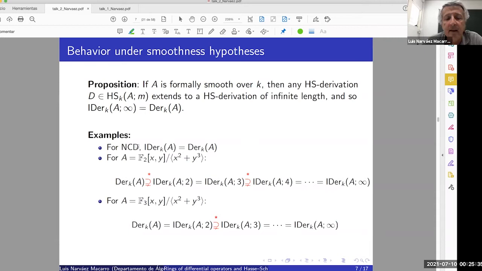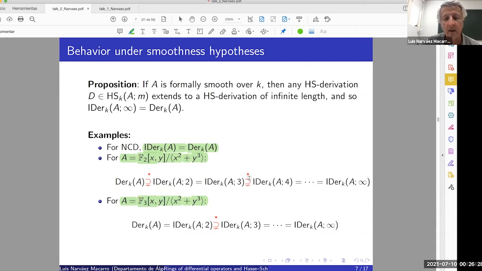For instance, for normal crossing divisors, what does a normal crossing divisor mean? Let's say you take the quotient of the polynomial ring k[x1, ..., xm] divided by the product of some variables. So this is, for the moment, the meaning of normal crossing divisors in that case. It is not formally smooth, but you have this property: all the derivations are infinitely integrable, actually. And these are some toy examples here for the cusp in characteristic 0 and characteristic 3.